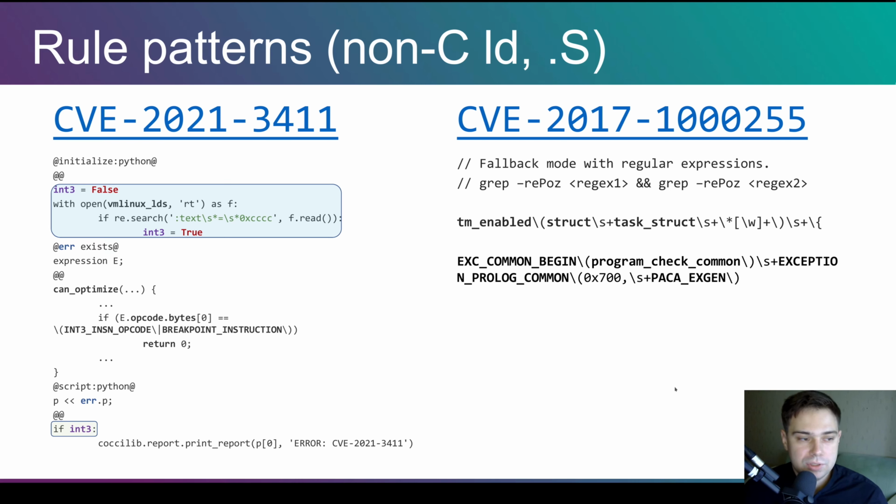And in our approach, we can fall back to regular expressions. In this case, for this CVE, it's also possible to write a Coccinelle rule, but I decided to try a grep mode with a PCRE. Regular expressions are not very readable, but they are very powerful with all these lookahead and lookbehind expressions and many more features. So that's pretty much all the approaches that I use to describe CVE patterns.